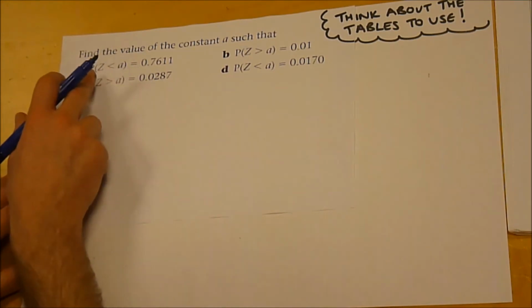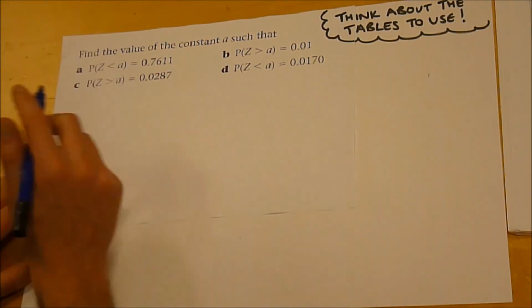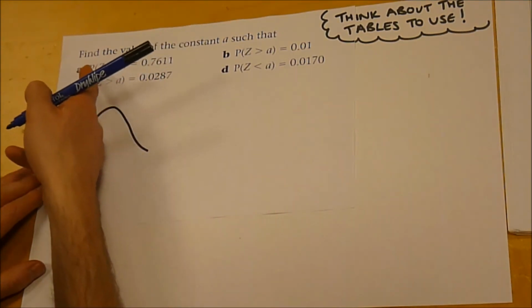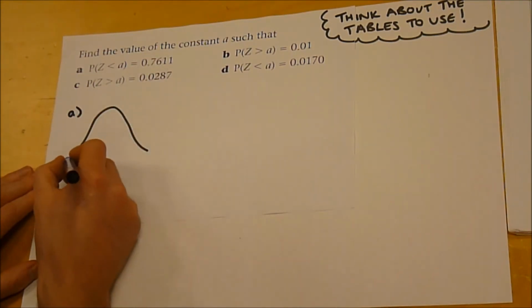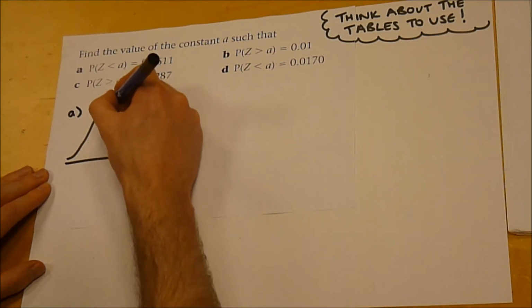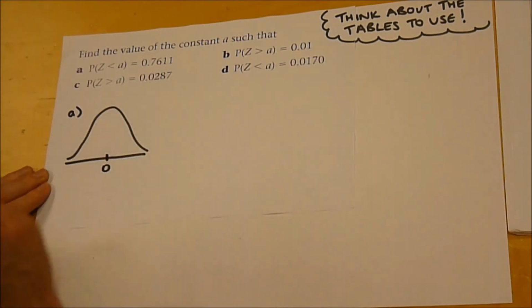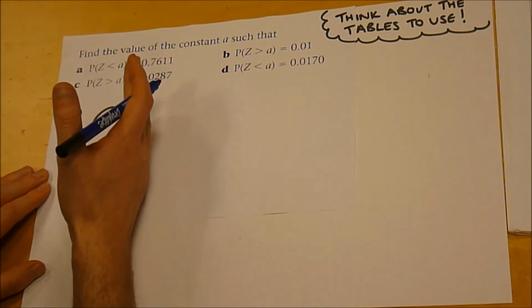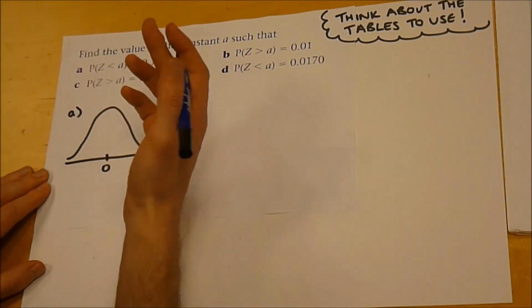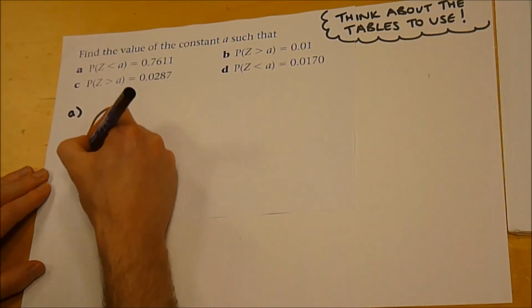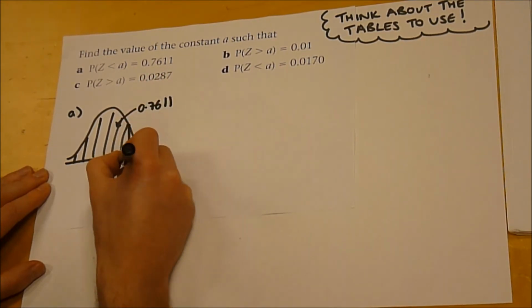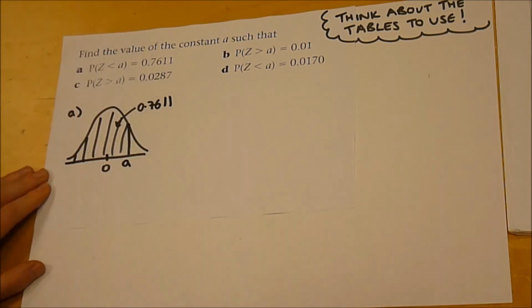We want the probability that z is less than little a. So if we draw a picture, then we notice that the probability of z being less than a is 0.7611. So that's over 0.5. So if here is 0 in the middle, for z being less than a, a must be this side of the mean 0 because it's bigger than 0.5. So this would be our area 0.7611, and so we're looking for this value a that gives that probability.